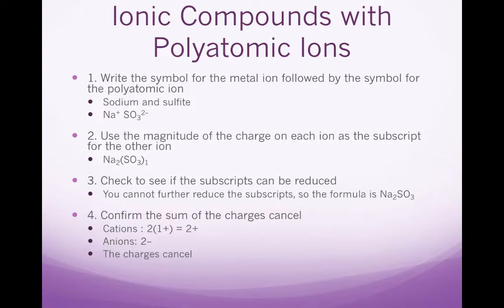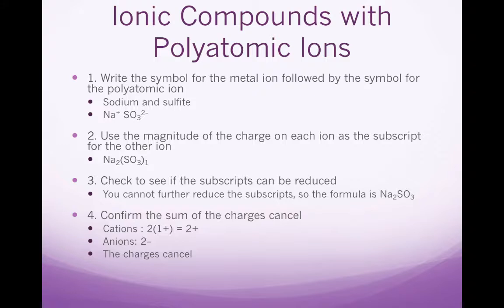Okay, so let's talk about how to write ionic compounds with polyatomic ions. The first step is to write the symbol for the metal ion followed by the symbol for the polyatomic ion. So same as before. So sodium and sulfite. Let's look at that. Sodium is Na+, sulfite is SO3 2-. Then again, you use the magnitude of the charge on each ion as the subscript for the other ion. So we have Na2SO3 1.